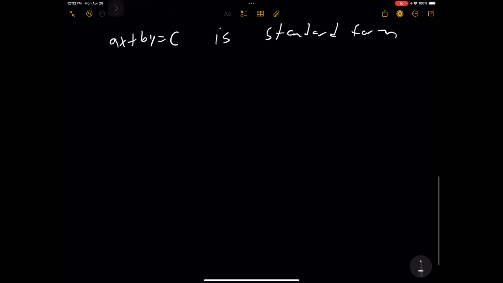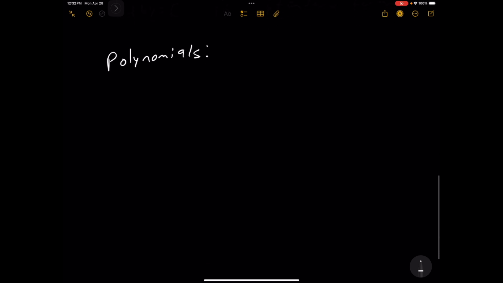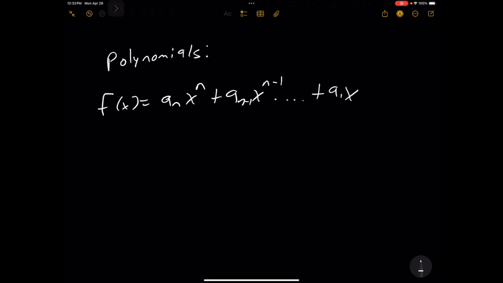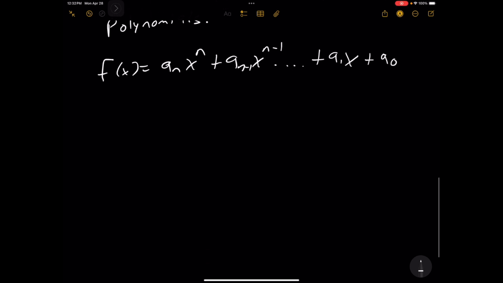Now, another class of functions that we know are polynomials. And polynomials have a general form of the following. F of x is equal to the sum of an, which is a constant, x to the n, plus an minus 1, x to the n minus 1, all the way down until you get to a1, x to the first power, plus a0. And if n is 2, if our highest degree of the polynomial is degree 2, then we have a quadratic function.